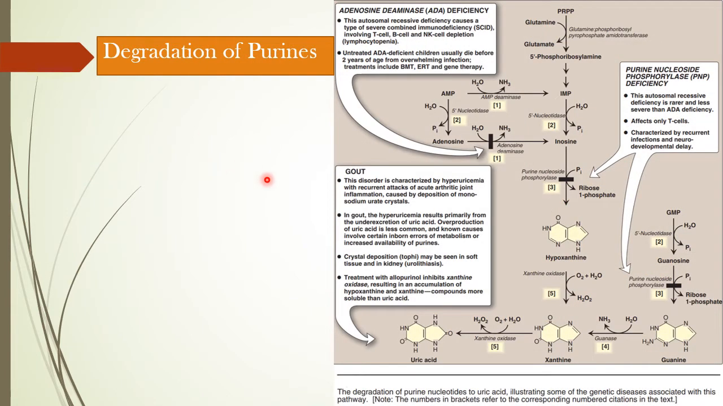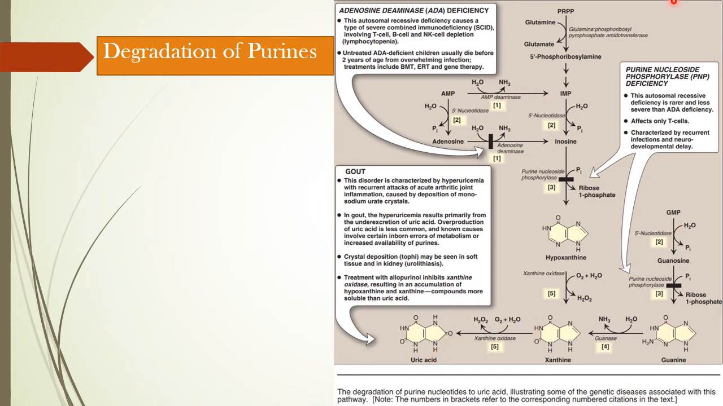Okay, this slide is depicting the endogenous breakdown of nucleotides into uric acid. So if you have adenosine monophosphate, inosine monophosphate, or even guanosine monophosphate, all of these purine nucleotides end up as uric acid.